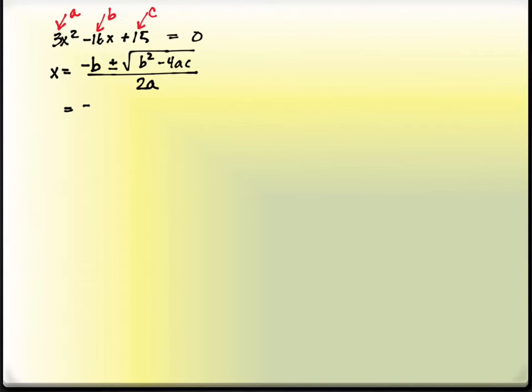So, b is negative 16, so this b at the beginning here, the opposite will be positive 16. Plus or minus the square root of b squared, so 16 squared. Technically it's negative 16 squared. It's going to eliminate itself, so you don't have to write it, but I will. Minus 4, a was 3, and c is 15. All over 2a, or 2 times 3.